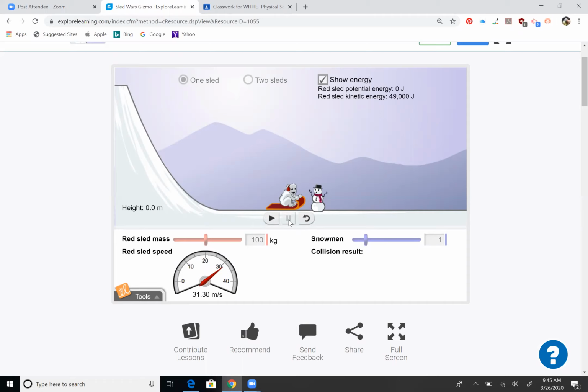Kinetic energy, looking up, is 49,000 joules. And then we're going to watch it hit the snowman and record the speed and the kinetic energy. So I'm going to play. And we can see the speed has decreased to 24.08 meters per second, and the kinetic energy has decreased to 29,000 joules.